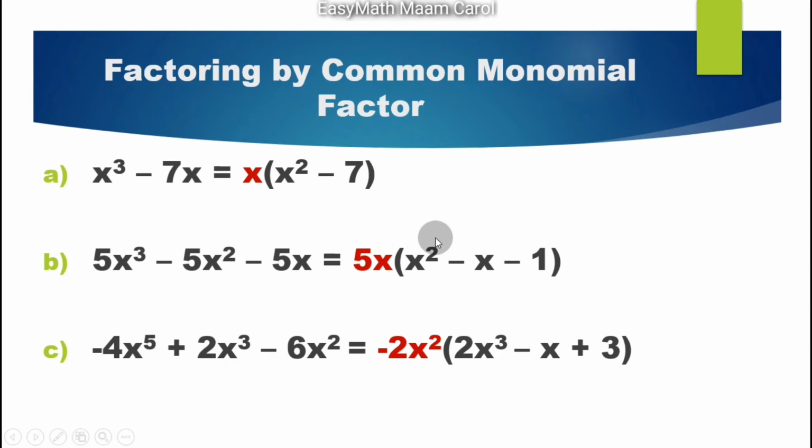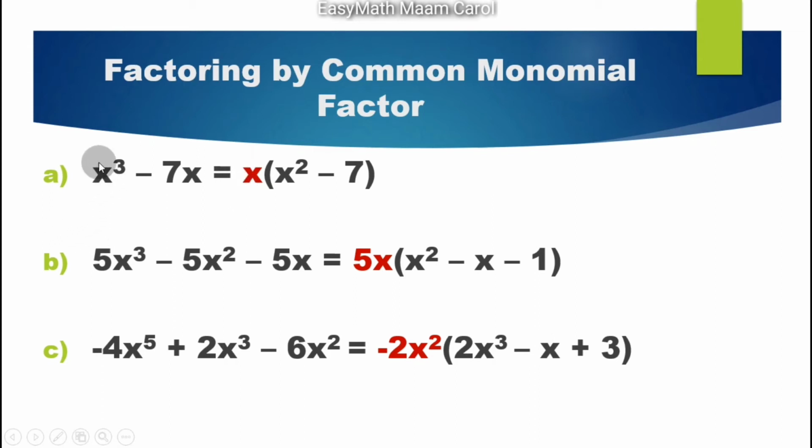So let us do factoring by common monomial factor. So let's start with the first expression, x cubed minus 7x. So by inspection, we can see the numerical coefficient of the first term is 1 and the second term is 7. So the common factor for this is just 1. So both of them are prime numbers. So there's no number here indicating that the common factor is 1. Okay?